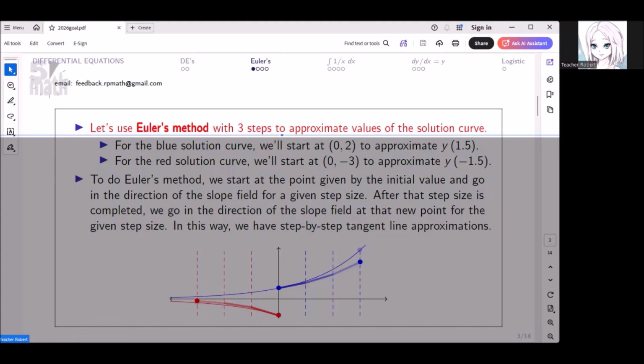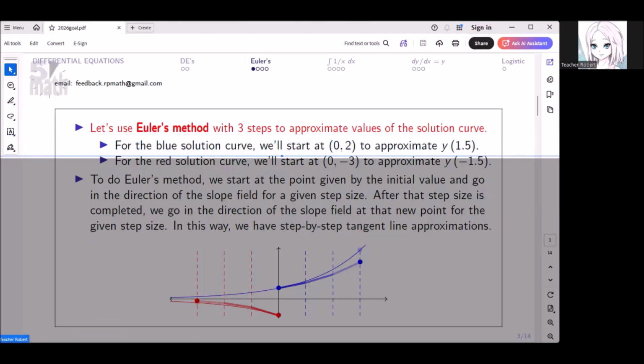Let's use Euler's method with 3 steps to approximate values of the solution curve. For the blue solution curve, we'll start at (0, 2) and approximate y of 1.5.